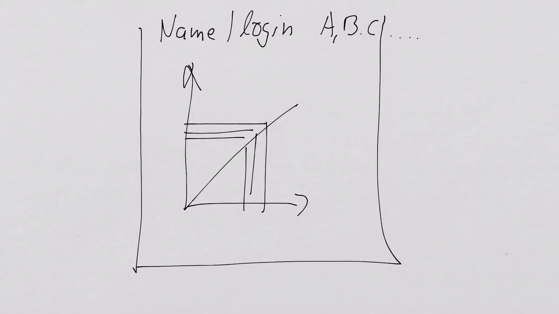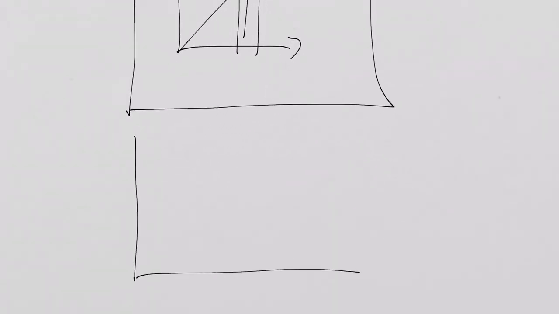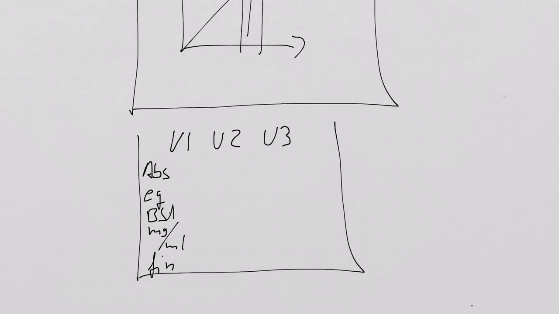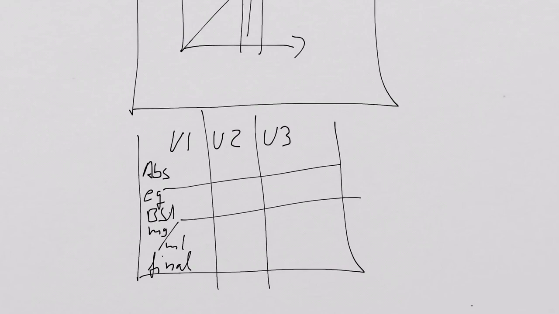And on the second page, ideally, you have your calculations. Present a nice table: U1, U2, U3, absorbance, for example, equivalent to BSA milligram per milliliter, final concentration, for example. It's a nice table. I can immediately see what's going on, and then you do your calculation.